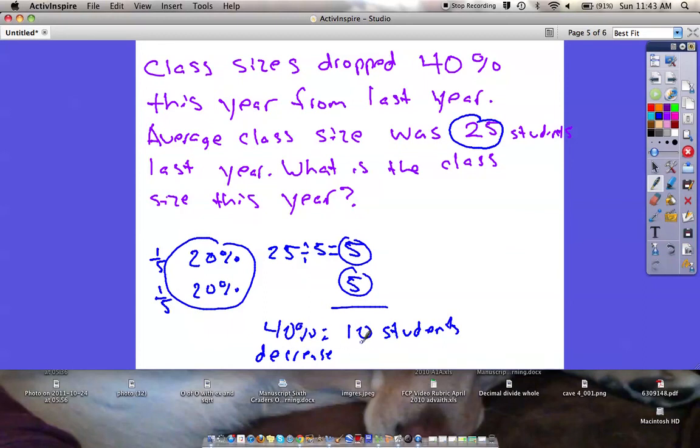It dropped 40%, so that's our 40% decrease of 10 students. So now the question is, what is the class size in the current year after the 40% decrease? Well, if it was 25 students last year and we need to take off the 40%, the 40% in this case is 10 students, my answer is going to be 15 students. After the 40% decrease, we now have 15 students per class left.